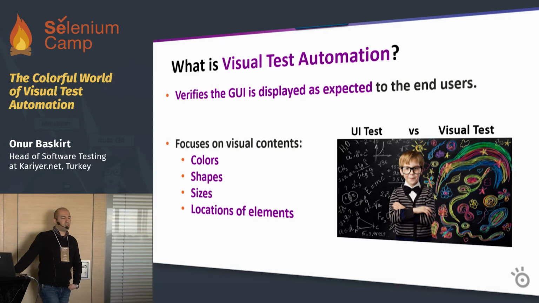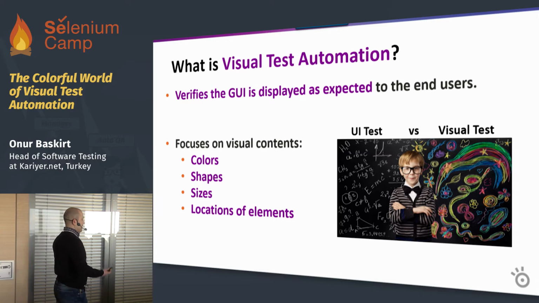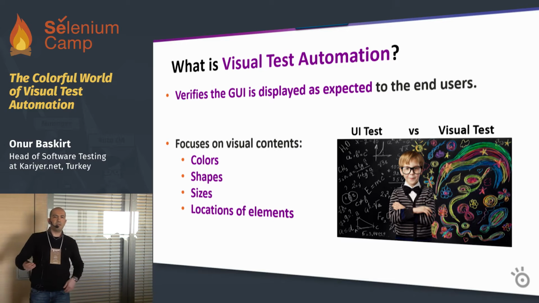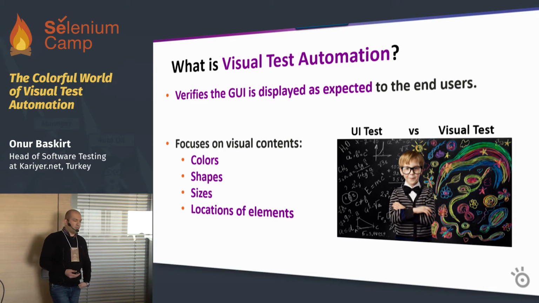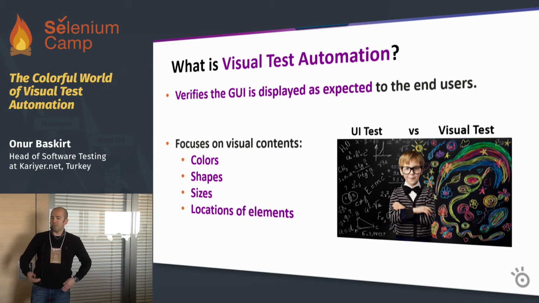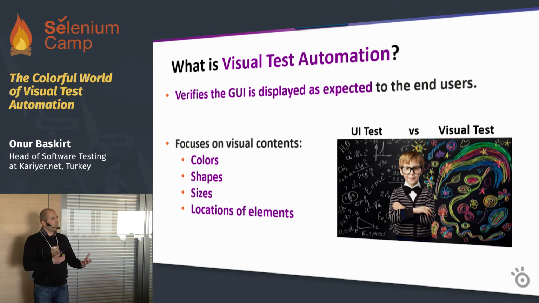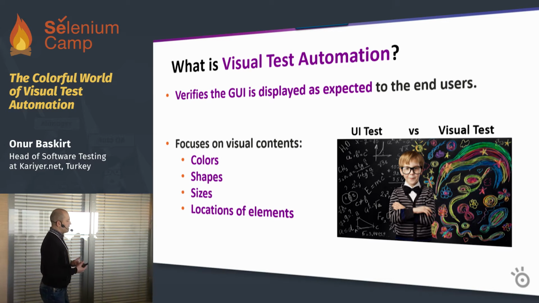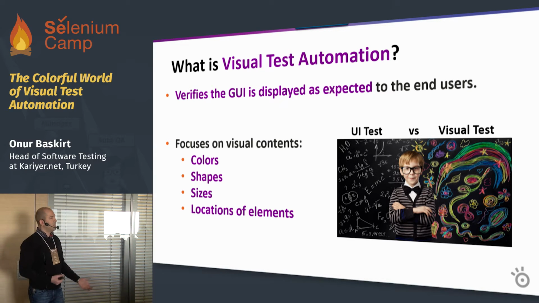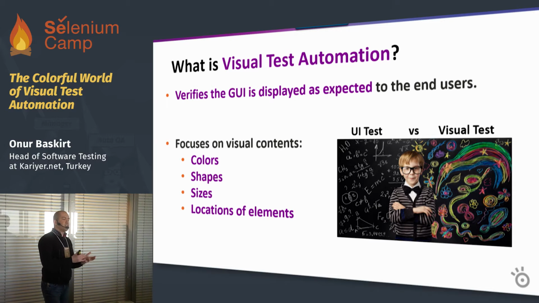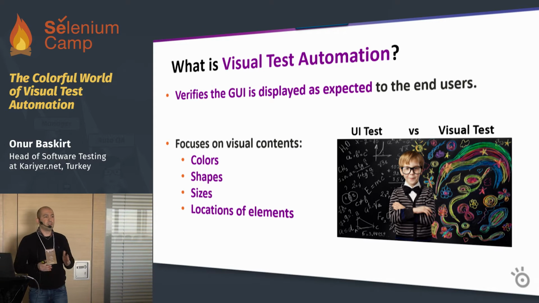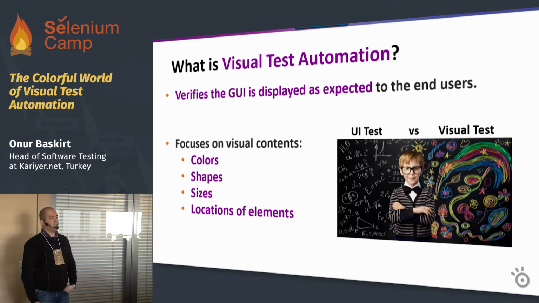And what is visual test automation? It's a test automation activity, and it verifies the UI is displayed as expected to the end user. As you know, when we do UI testing with Selenium or Capybara or another tool, we are interrogating web elements, we are manipulating them, we are adding some assertion, verification points to check functionality. But when we come to visual automation, we just focus on visual content, shapes, colors, location of elements, sizes, and so on. This is the main difference between UI automation and visual testing.